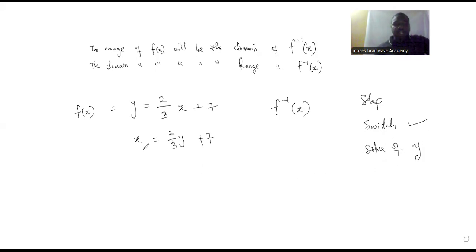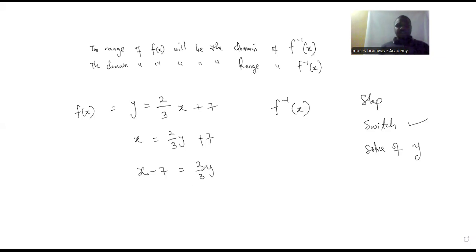So if I'm solving here, what can I do over here? I can decide to take this to the other side by collecting like terms. I have x, taking the other side, I'm going to get x minus 7. This should be equal to 2 upon 3 of y, right? I think this is fantastic.